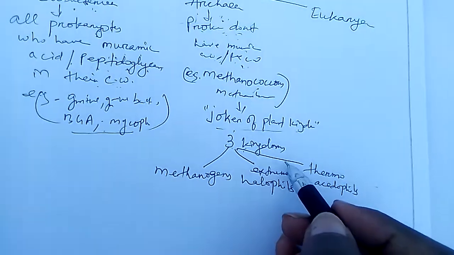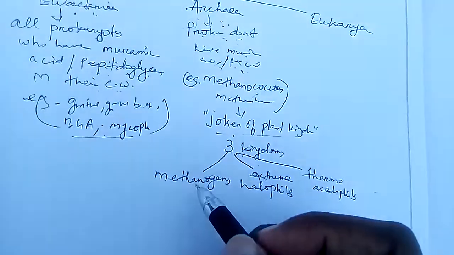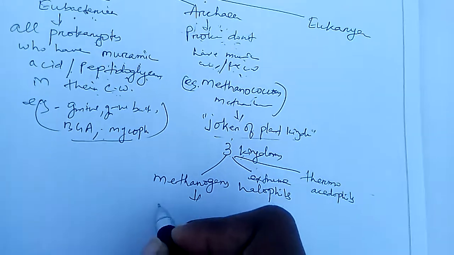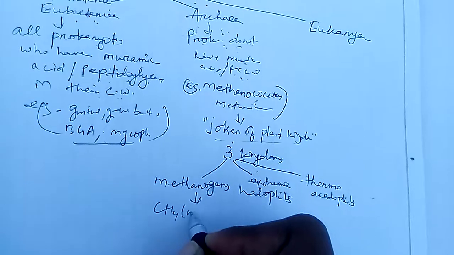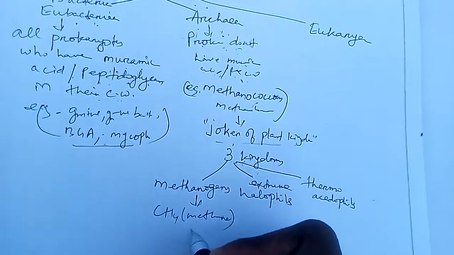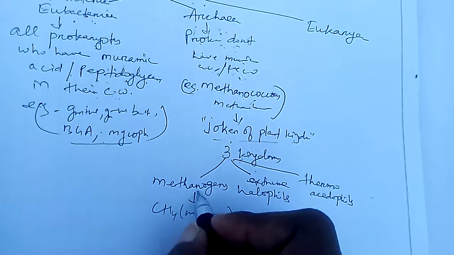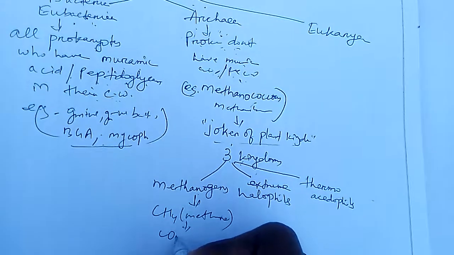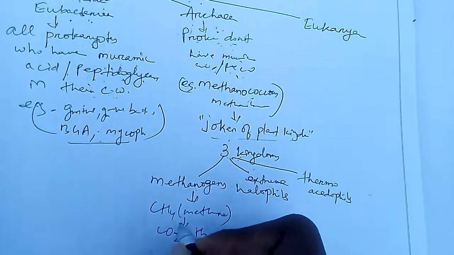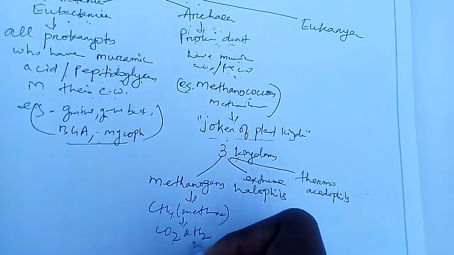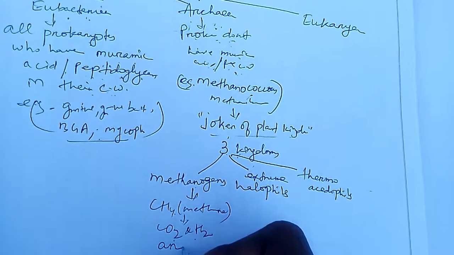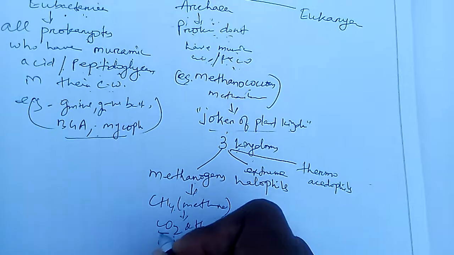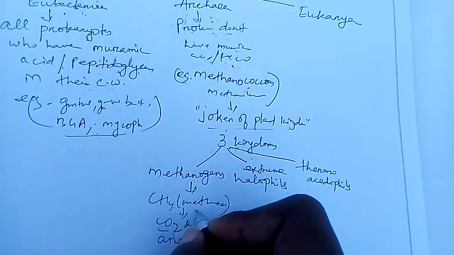So the 3 kingdoms of archaea are methanogens, extreme halophils, and thermoacidophils. In the methanogen kingdom, all those bacteria which produce methane, CH4, are included. Generally they produce methane from carbon dioxide and hydrogen, that means anaerobically, because anaerobically means oxygen is not utilized.